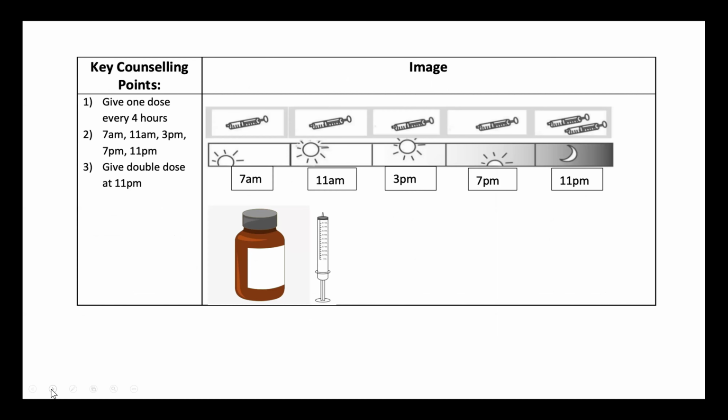Another way to do it, even with limited writing, is just using images and pictures to teach families about how and when to give morphine. So, to give morphine every 4 hours: in the morning, mid-morning, midday, then at 3 o'clock, in the evening, and then at nighttime. The 11 p.m. dose, we often recommend giving a double dose so that the child is able to sleep overnight and doesn't need to be woken for the 4-hour dose.